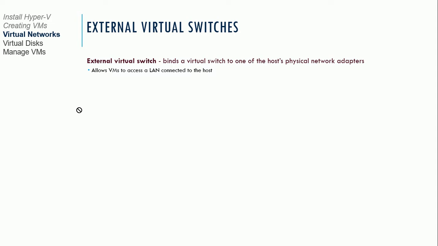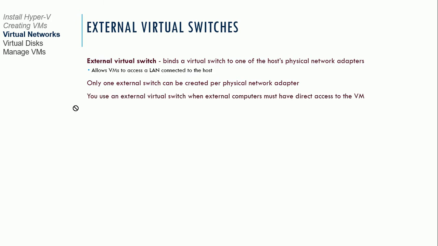So an external virtual switch binds the virtual switch to one of the host's physical network adapters. So basically, an external virtual switch is a direct connection to the port on the host machine. So it allows your VMs to access the LAN connected to the host directly. Only one external switch can be created per physical network adapter. So if you want to have more than one external virtual switch, you have to have one NIC for each one of those virtual switches.